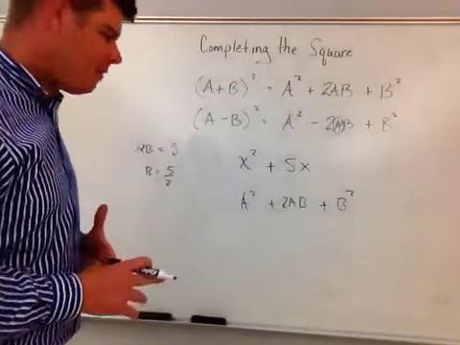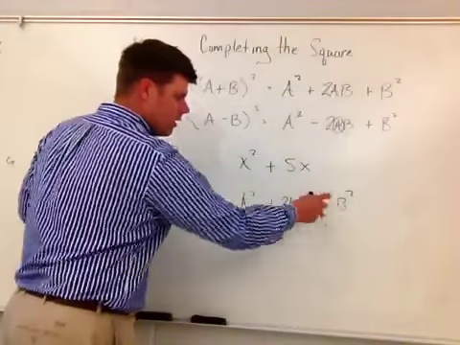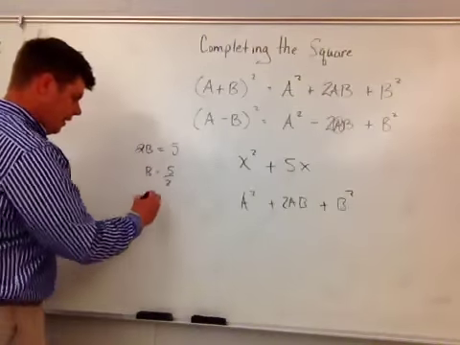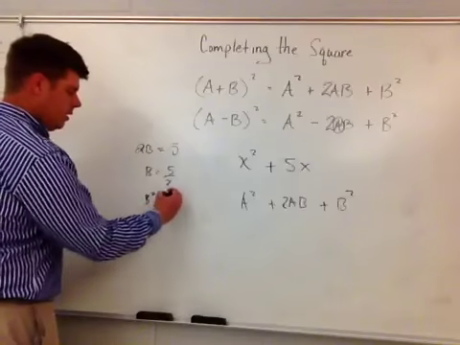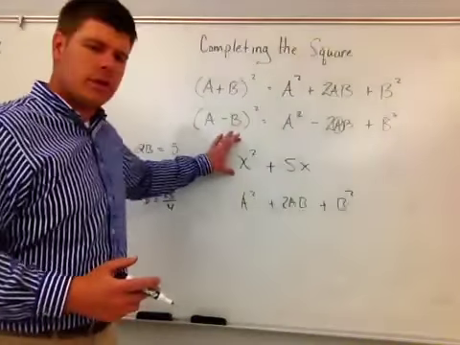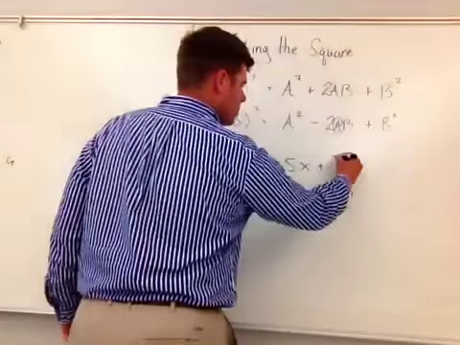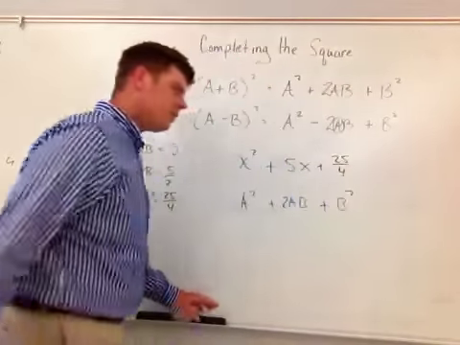And once I have 5 divided by 2 as b, that makes my life easy, because to find this part, it's b squared, which is just squaring this. So b squared is going to be 25 over 4. So if I want to complete the square of just this expression, what I have here is that I add on to it plus 25 over 4.